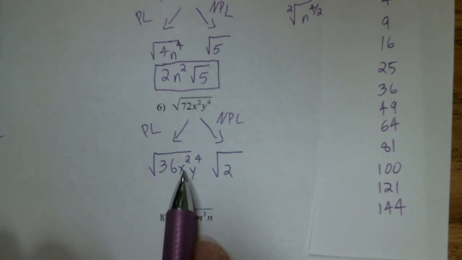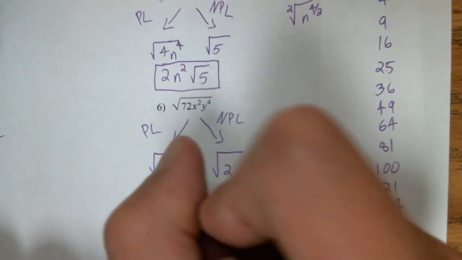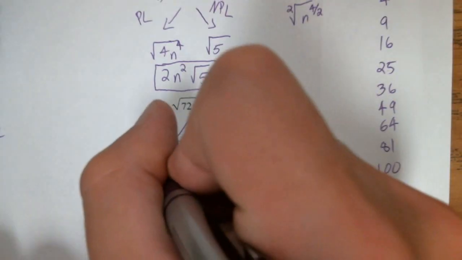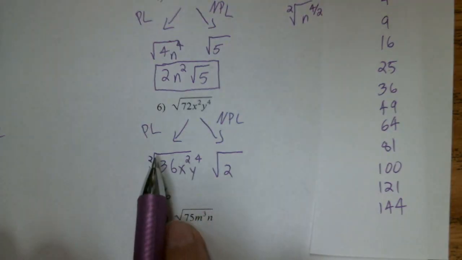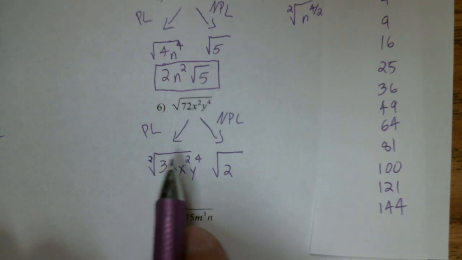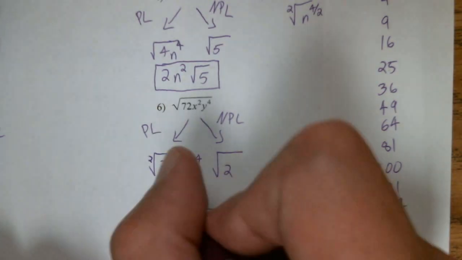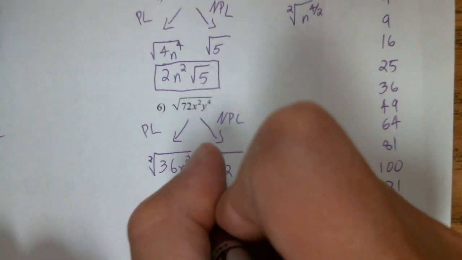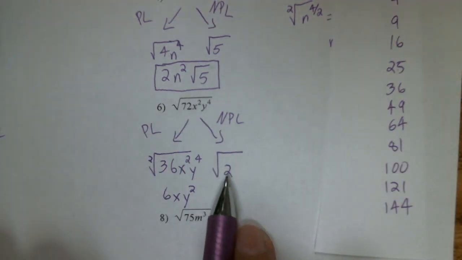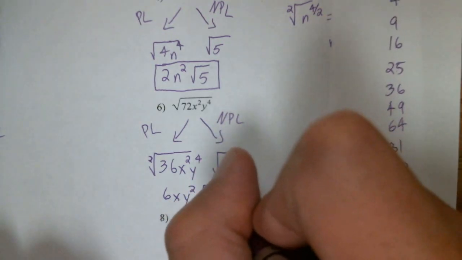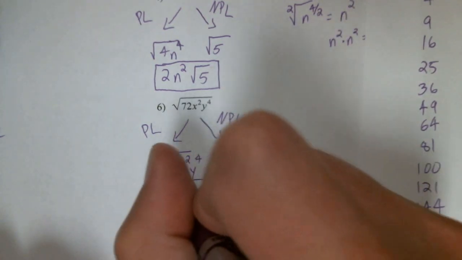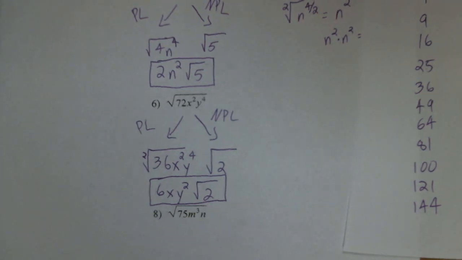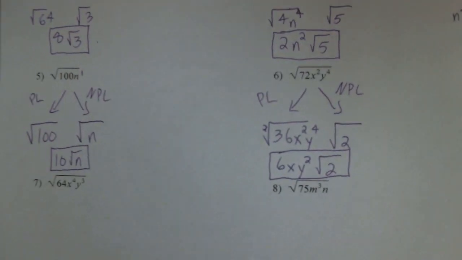Now I can simplify all this stuff. The square root of 36 is 6. The square root of x squared, remember guys, this is the square root. You just divide the exponent by 2, or whatever the index is. So 2 divided by 2 is 1, so that's 6x. 4 divided by 2 gives me a y squared. And then I'm just left with the garbage, the non-perfect land. 6xy squared times the square root of 2. All right, let's keep going.